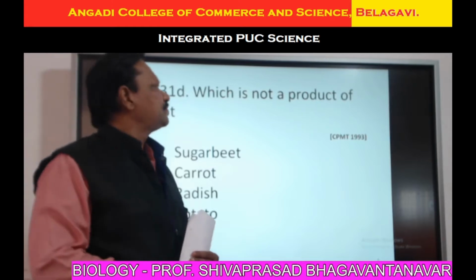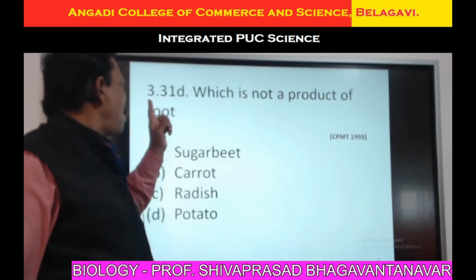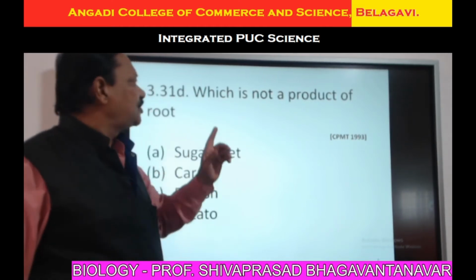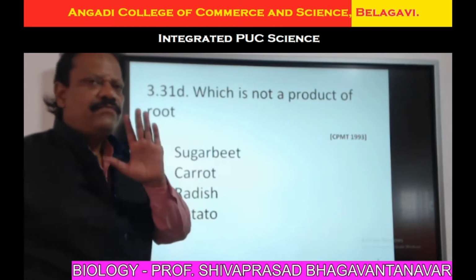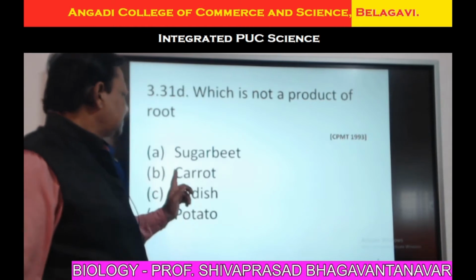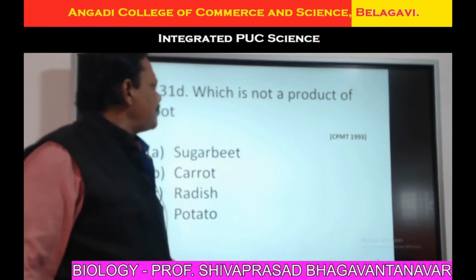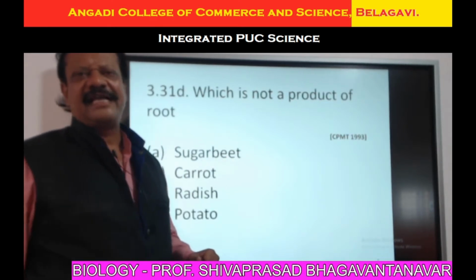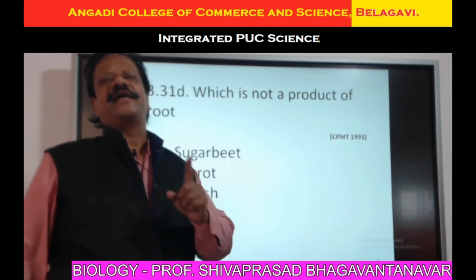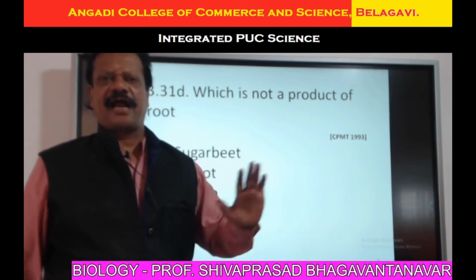Now here, which is not a product of root. Now you have to see the options. It is not produced by the root. Which are the options now? First of all, the sugar beet, carrot, radish, potato. Now here, sugar beet is a taproot modification. Radical directly converts into a root system. Food is stored, it is underground.